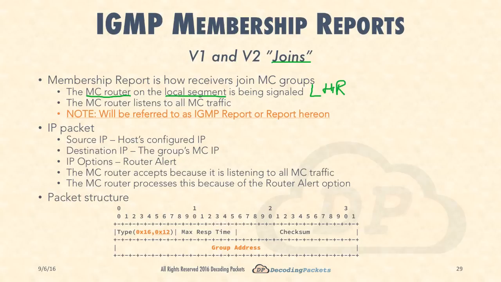Now, the multicast router listens to all multicast traffic. It has essentially subscribed itself to the entire class D. It listens to every single one of those groups.